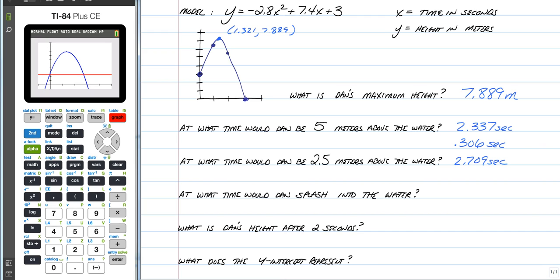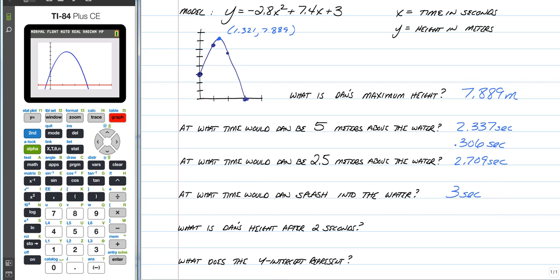Now, at what time would Dan splash into the water? That's one more that you can go use your y is equal to. You would just go change y2 to 0 this time, because when he splashes into the water, that means he's 0 meters above it. And again, you could find the intersection, but we already know this one because when we were sketching out our graph, we saw that it was at 3, 0. So when we're at 3, 0, we know that it takes 3 seconds before he splashes into the water.